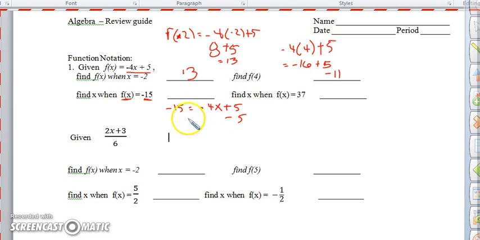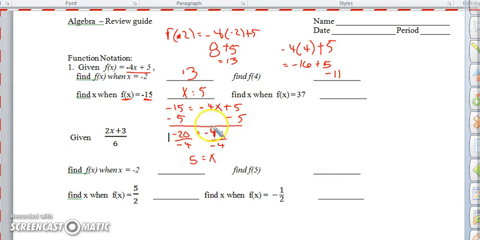Minus 5, minus 5, you get minus 20 equals negative 4x. And then this is negative 4 times x, so you divide by negative 4. So negative divided by negative is a positive. 20 divided by 4 is 5, which equals, these simplify, x. So x equals 5. This will be the same thing if it's 37, but we're going to hop over that one just for the sake of time right now.